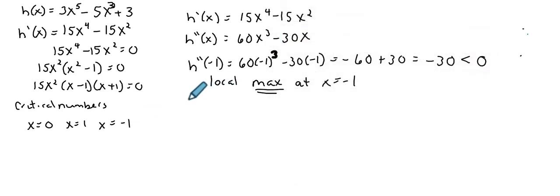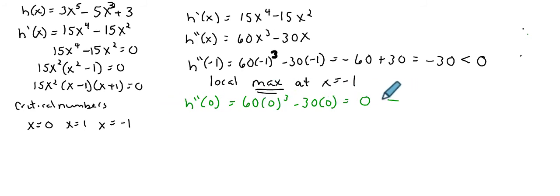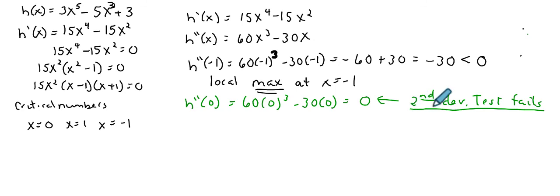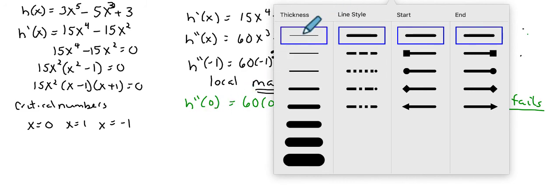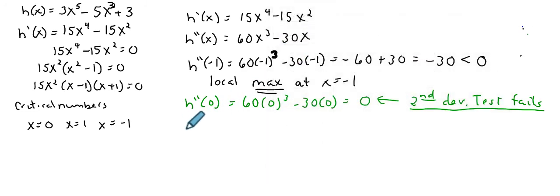Okay, now let's try our second derivative at 0. So that's going to be 60 times 0 cubed minus 30 times 0. Well, that's just 0. Uh-oh. That was a case that the second derivative test fails. All right, and I'll come back to what we have to do in that case when the second derivative test fails. So now let's look at our third critical value point and see if it works.